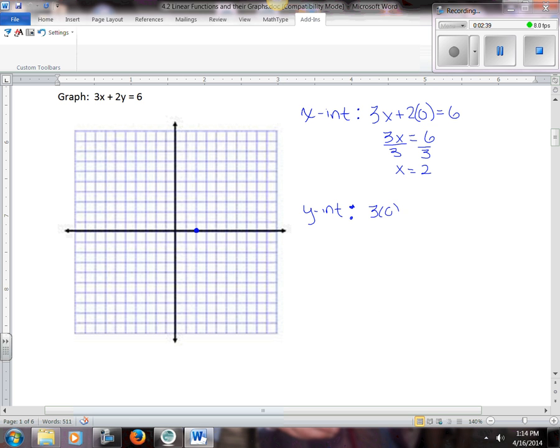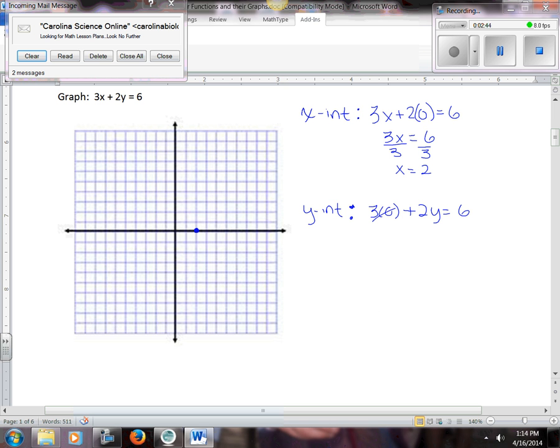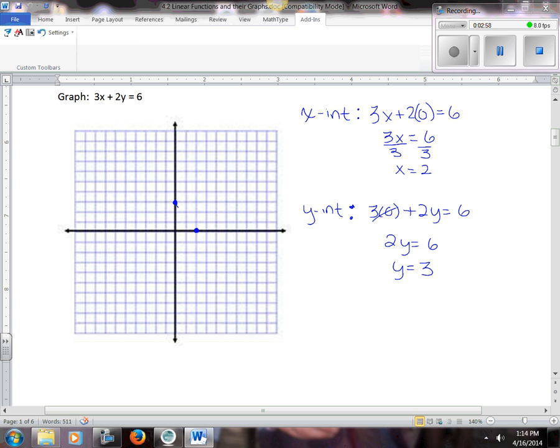We plug in 0 for x this time and solve for y. Again, that just goes away for us, and we get y equals 3. So on the y-axis at 3. Because you only need 2 points to graph a line, we're going to connect these and extend. And then we're going to label. It's as simple as that. Find the x-intercept, find the y-intercept, plot them, connect the points, and create your line.